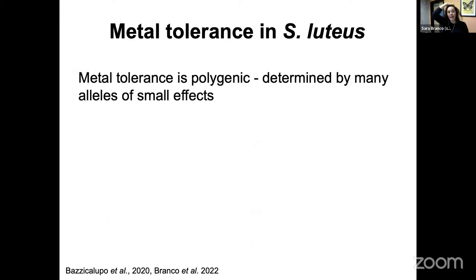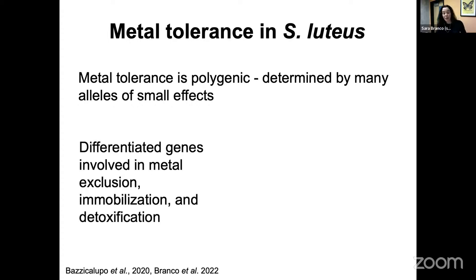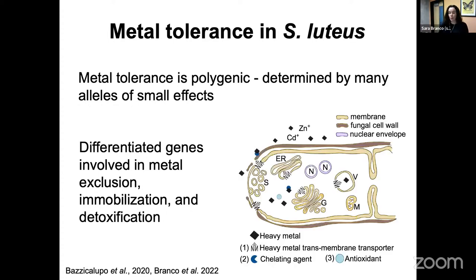What we also found was that metal tolerance is polygenic, meaning that it is determined by many alleles of small effects, which is not super surprising, because you can imagine that responding to metal toxicity involves different parts of the physiology of an organism. And when we looked at the differentiated genes between Suillus from contaminated and non-contaminated sites, we found that many differentiated genes fell into the categories of metal exclusion, immobilization, and detoxification, which makes sense. And with this, we came up with a small model of how Suillus luteus deals with heavy metals.